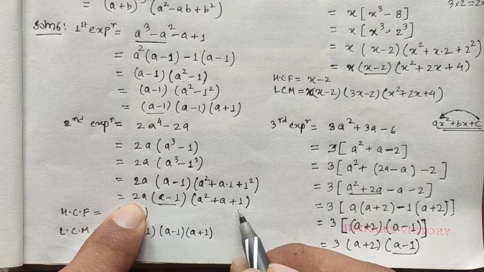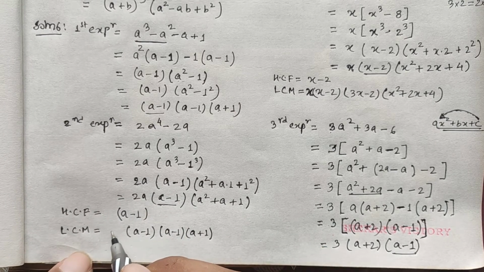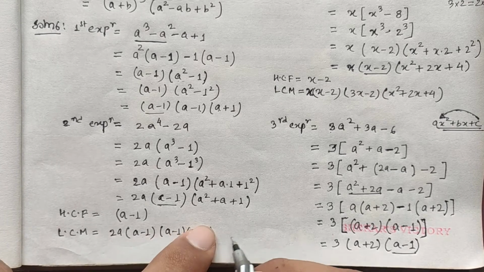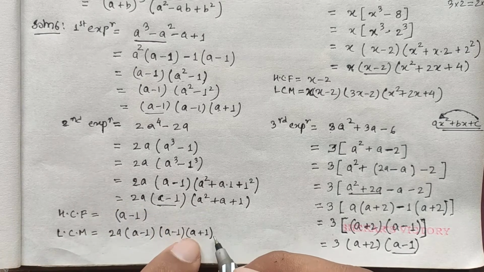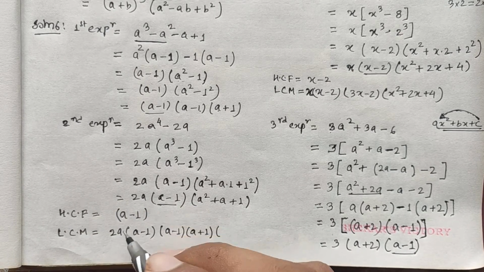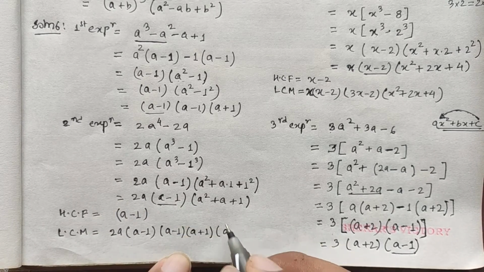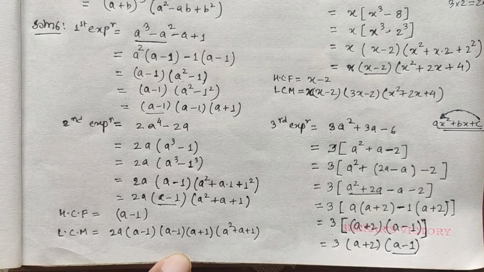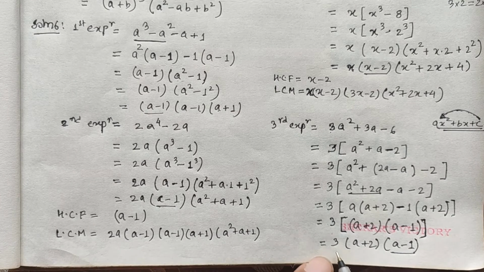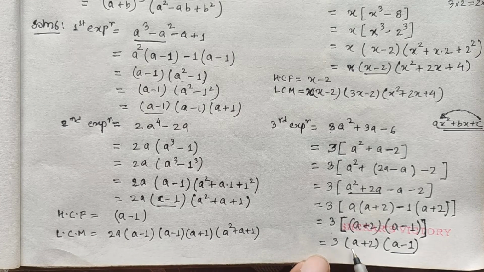2a and this one. So we will write 2a in the front, because we can write the single terms in the front, or you can write it here, but then you have to write another step for that. And we have written 2a here, and the one left is a square plus a plus 1. Now from the third expression, what's the remaining here?